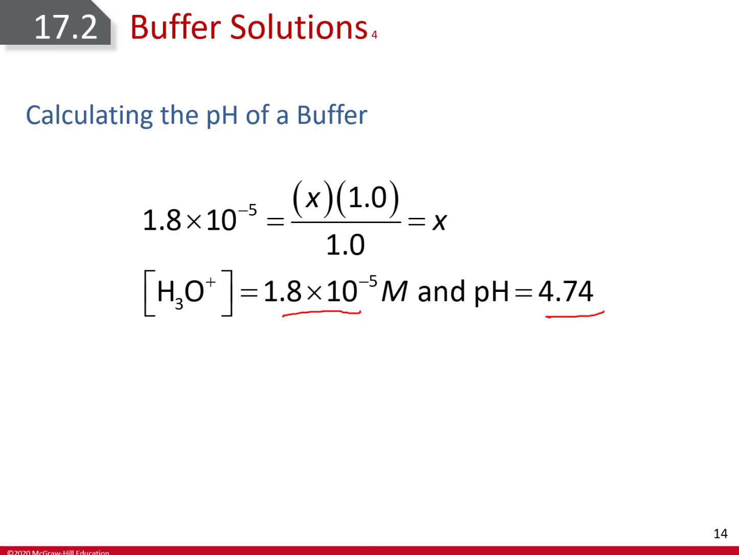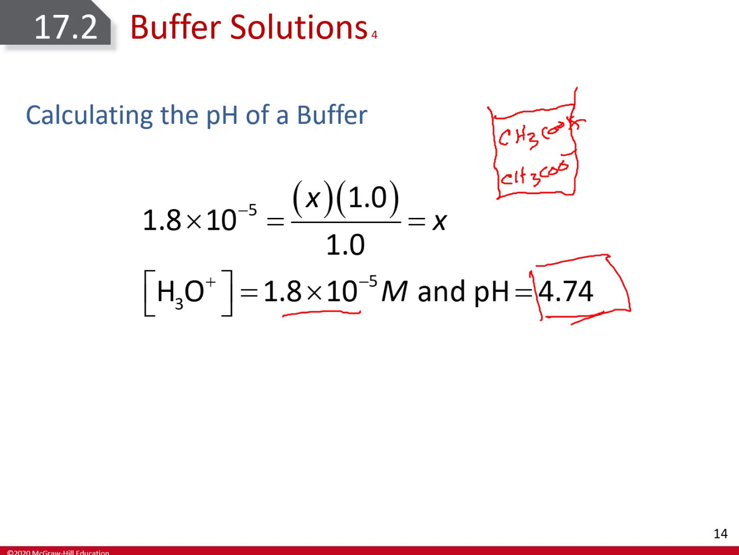All right? So this is just a solution. You've got a beaker here, mostly water, but inside the water we have our weak acid, molecular acid, and we have the conjugate base of the weak acid. And the pH of this solution is 4.74.